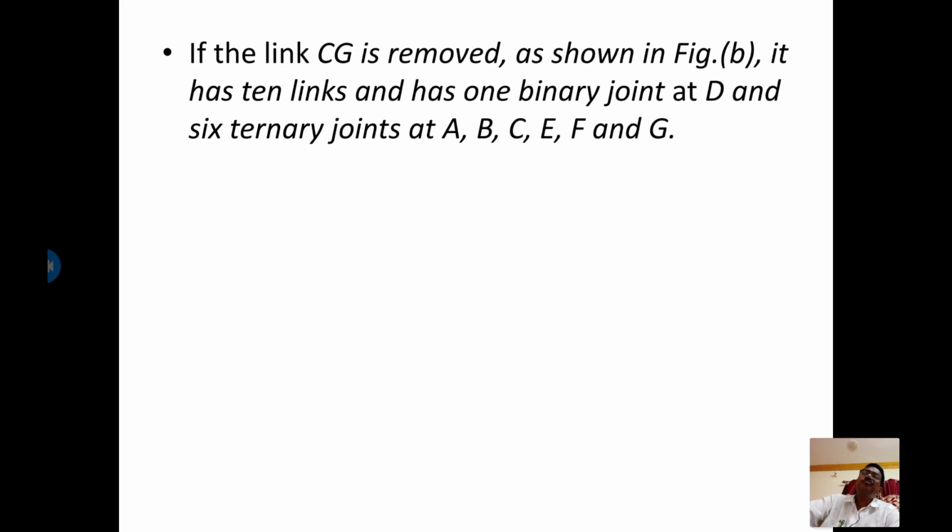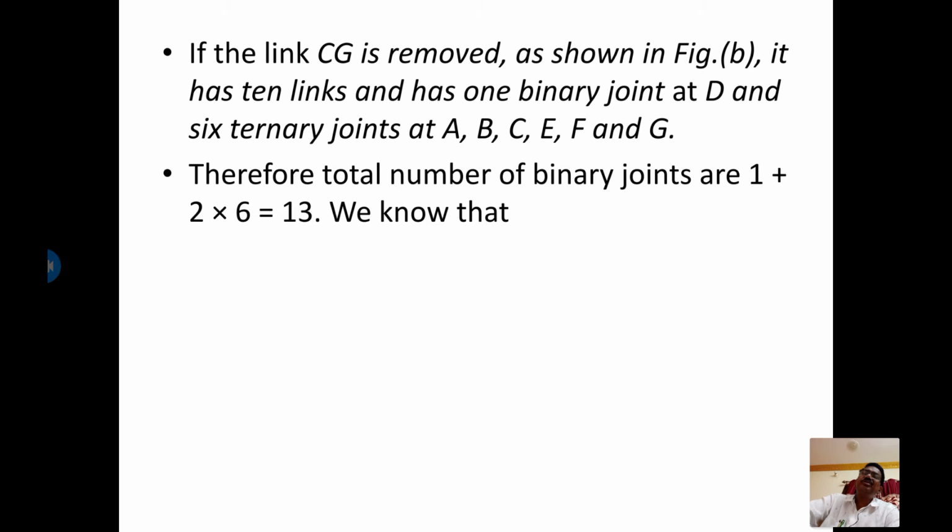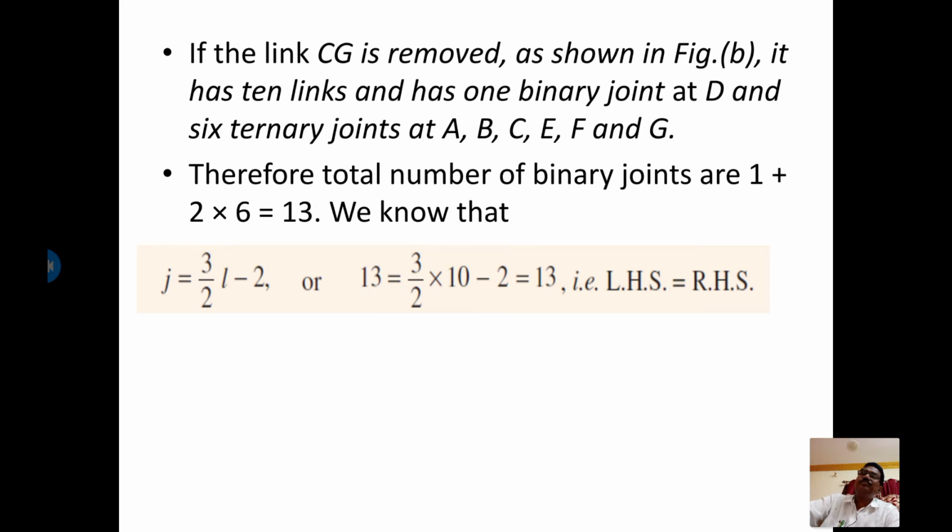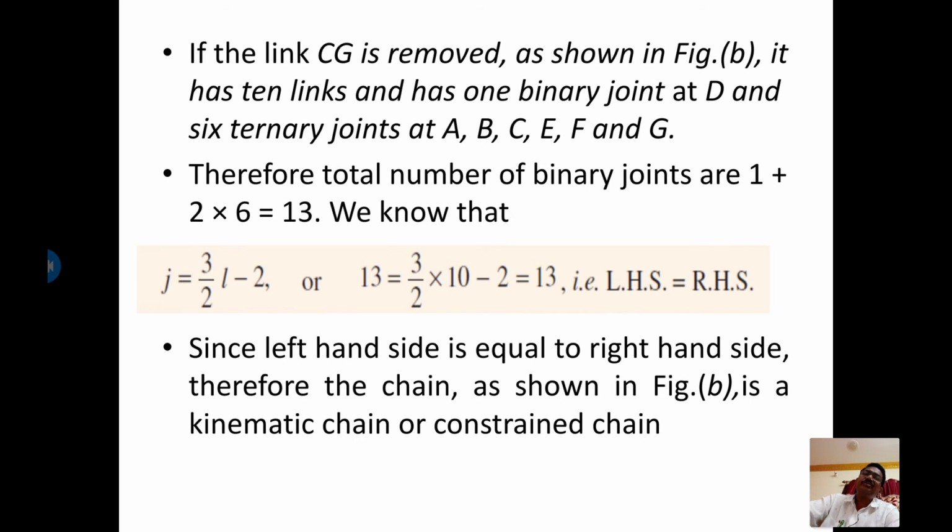Okay, next coming to the second one. In figure B, you observe there are ternary joints at A, B, C, F and G. Therefore the total number of joints, including the binary joints, is 13. Substituting the values, the number of links is 10 and joints is 13. Both sides are equal, so it is a kinematic chain or constrained chain.